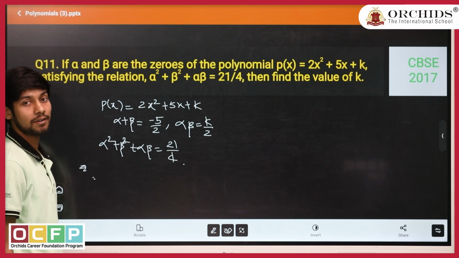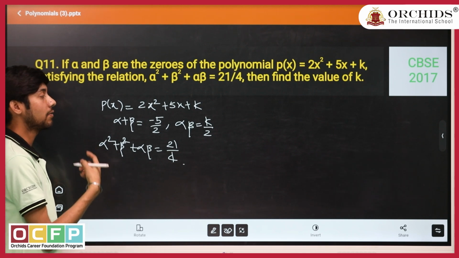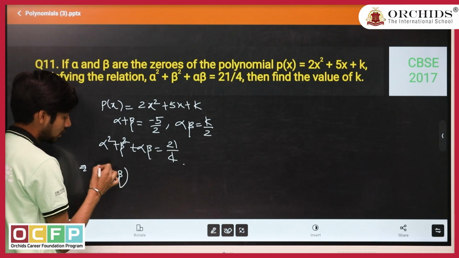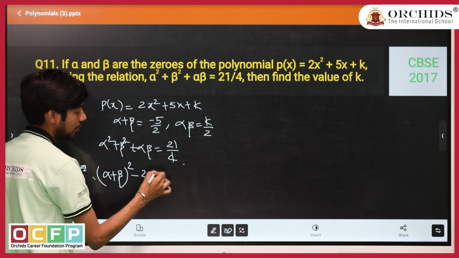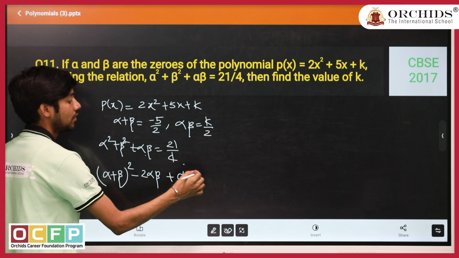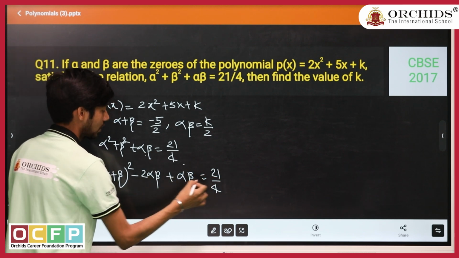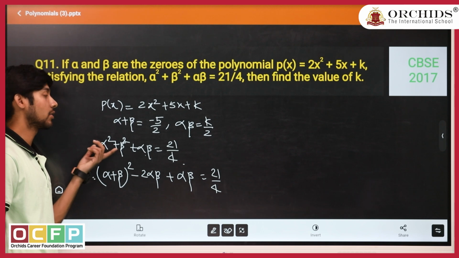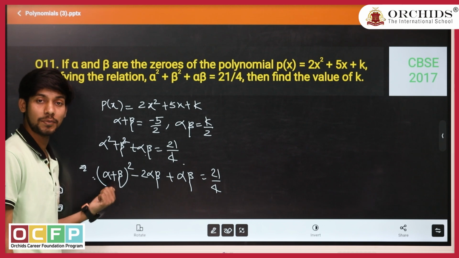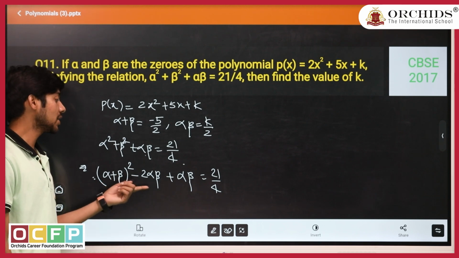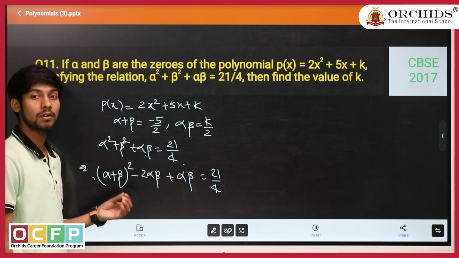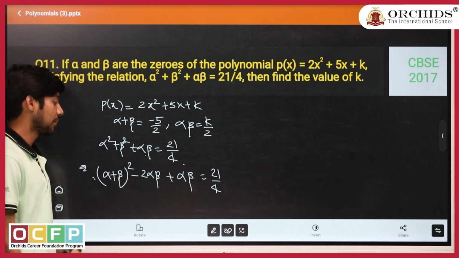Alpha square plus beta square, we can replace this in terms of alpha plus beta. What can we write? (Alpha plus beta) whole square minus 2 alpha beta, plus alpha beta is already there, equal to 21 by 4. If you solve it, you will get alpha square plus beta square. How? (Alpha plus beta) whole square we can write as alpha square plus beta square plus 2 alpha beta, minus 2 alpha beta. Plus 2 alpha beta minus 2 alpha beta will get cancelled out, and we will be left with alpha square plus beta square.